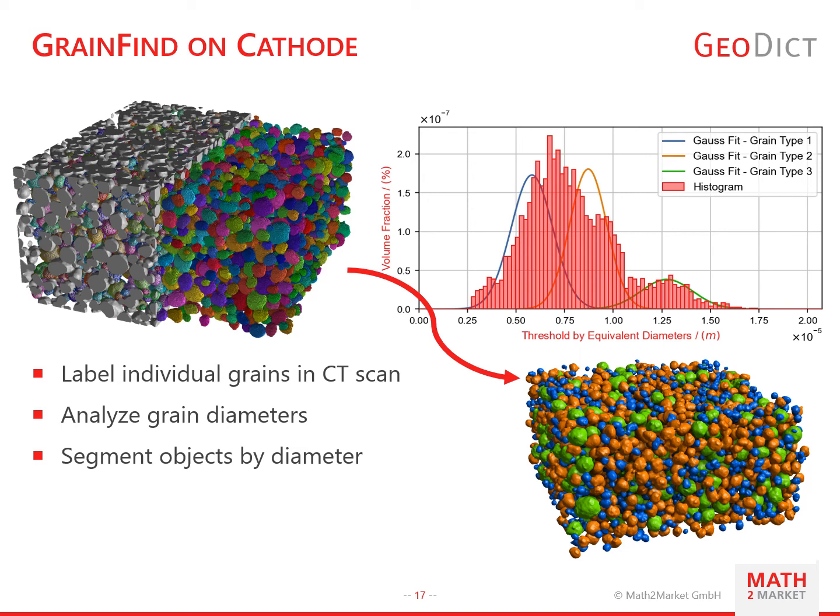Yeah, and a nice thing for GrainFind is that you can basically get the segmentation for any grain property. There have been some additions to this in GeoDict 2021. So for example, you can also do this segmentation by the sphericity or by the surface area of the objects. They don't have to be pretty much spheres like in this example, but they can also have different shapes.